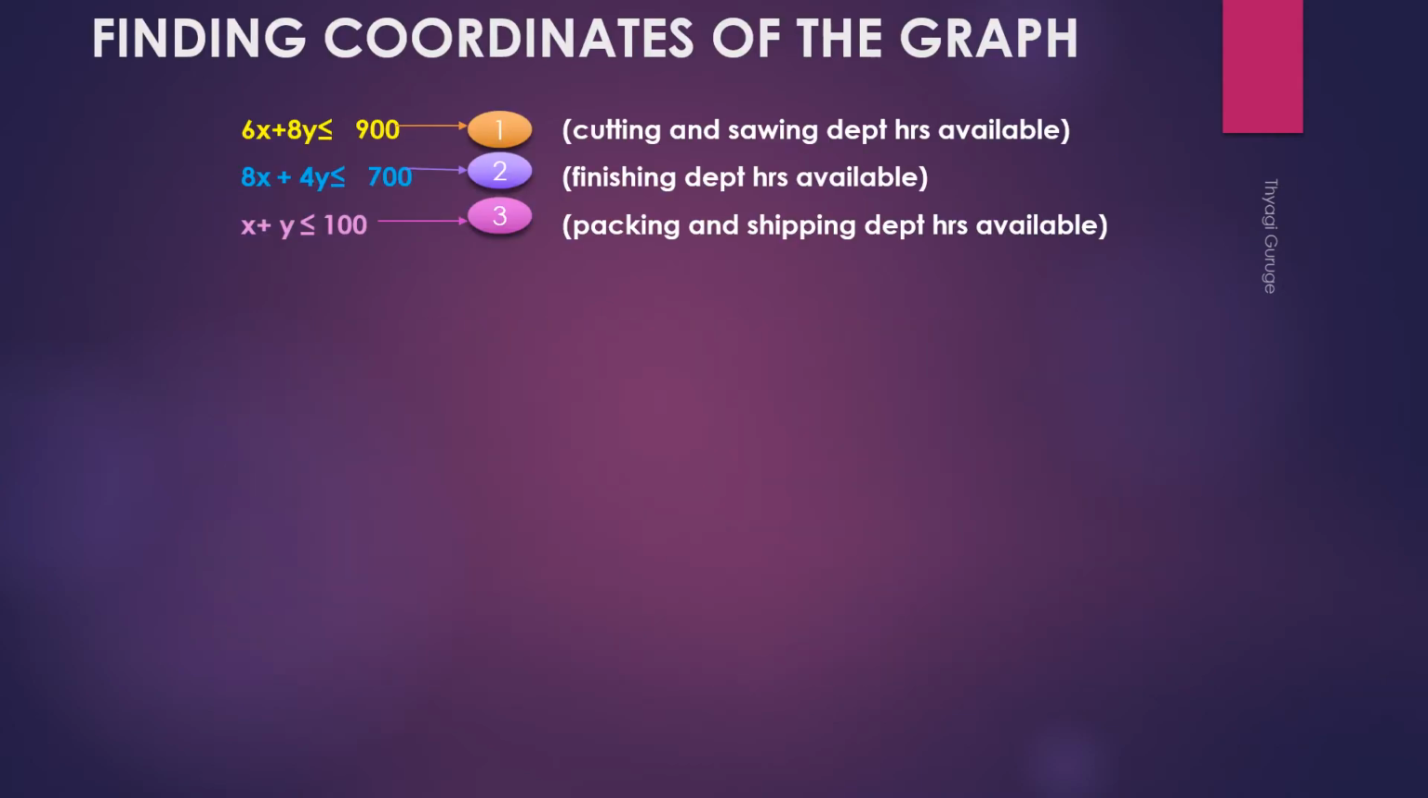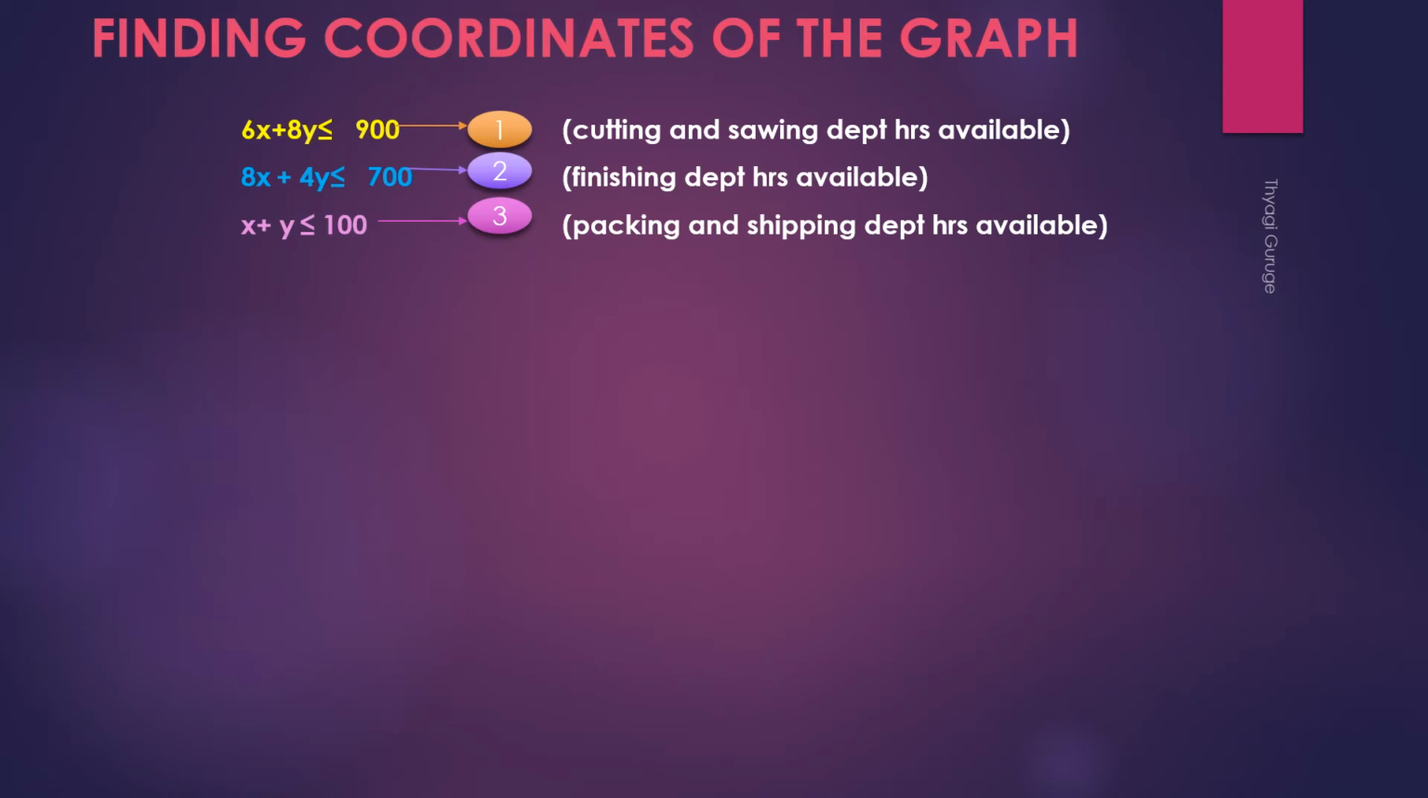Now let's find the coordinates of the graph. In order to find the coordinates, we have to take the constraints. In these constraints, you can see that because of the resources limitation, the number of hours available is limited. As a result, we have used a less than or equal sign for each and every equation.